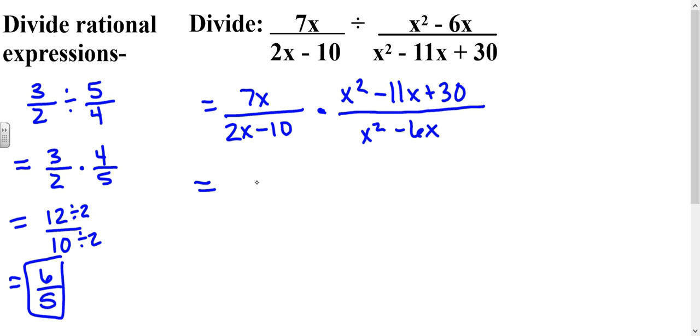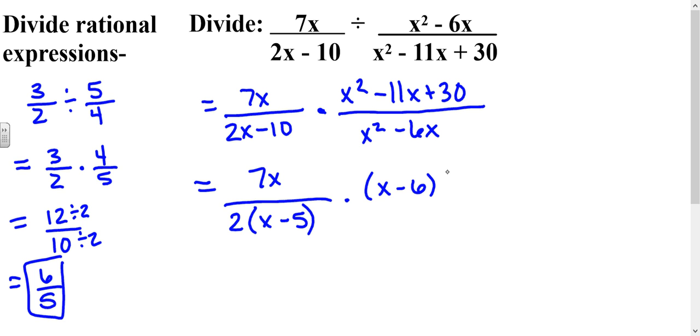So I can't factor the 7x. Is there anything I could factor out of the 2x minus 10? That one has a greatest common factor. The greatest common factor would just be 2. So I would take out 2 and I would have left over x minus 5. Okay, then the top is a trinomial, so I'm looking for factors of 30 that add to be negative 11. So it'd be negative 6 and negative 5.